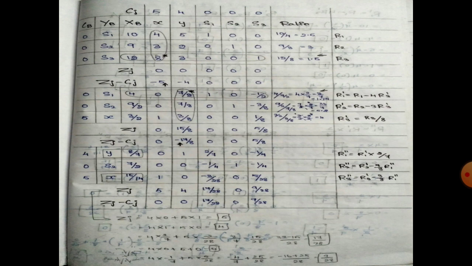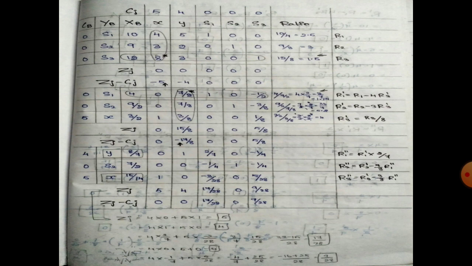Next R2 dash is equal to R2 minus, here we have the coefficient 3, so minus 3 into R3 dash. In case you have a negative value on that side, suppose you have minus 4, you have to write plus 4 in the formula, because you have to change that value to 0. So you have to write the plus and minus value.